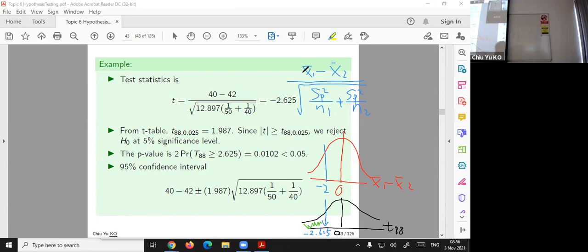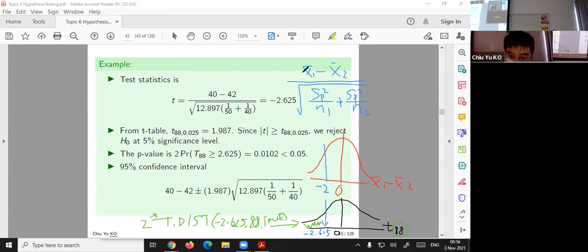So how to calculate this? It's good that we have Excel now here. Let's do it. This area would be just T.DIST, because this is on the left-hand side, T.DIST is exactly what we want. -2.625, and you tell it the degree of freedom is 88. You calculate the area, that's TRUE. Remember you have 2 times. So that is the result for the p-value.